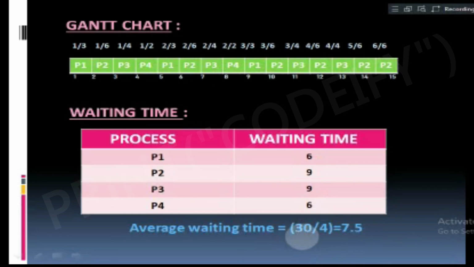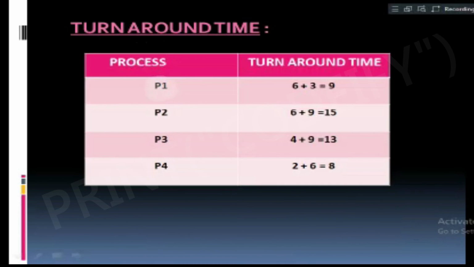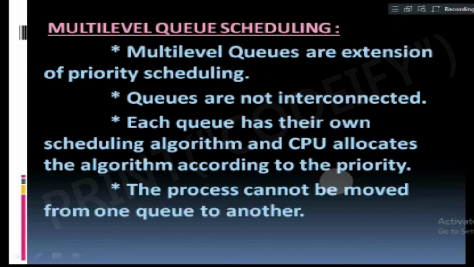Average waiting time is calculated as waiting time of all the processes divided by number of processes, which gives 7.5. Turnaround time is calculated as burst time plus waiting time. So for P1 it is 9, P2 it is 15, P3 it is 13 and P4 it is 8. Next one, multi-level queue scheduling.